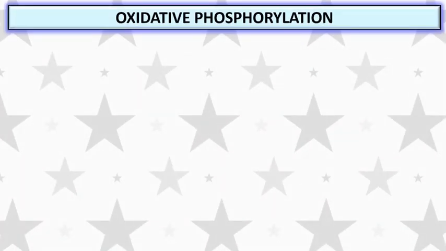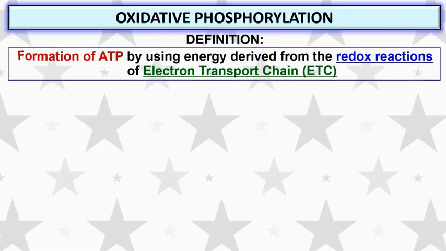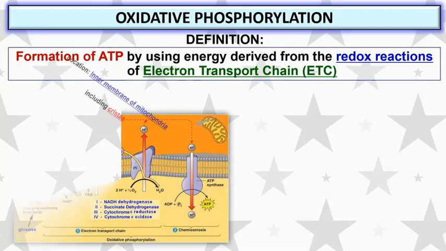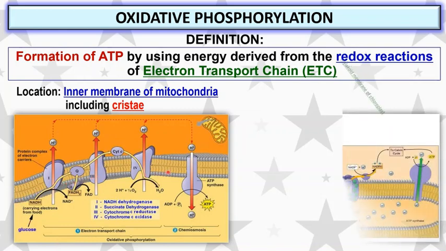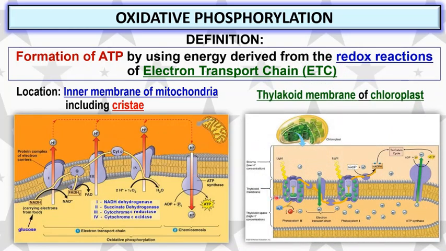Third stage of aerobic respiration, oxidative phosphorylation. Definition: formation of ATP by using energy derived from the redox reactions of the electron transport chain, ETC. It occurs in the inner membrane of mitochondria, including cristae, and also in the thylakoid membrane of chloroplast.